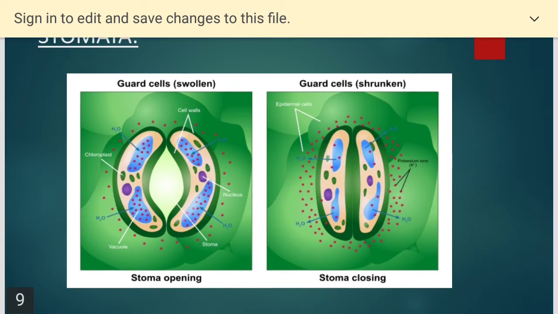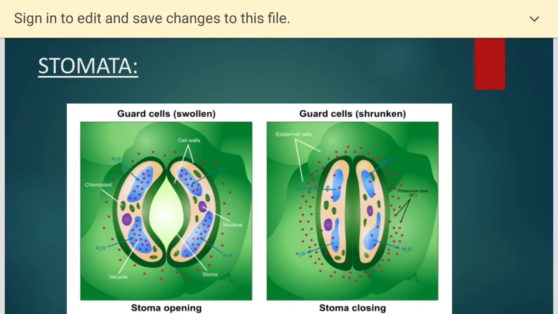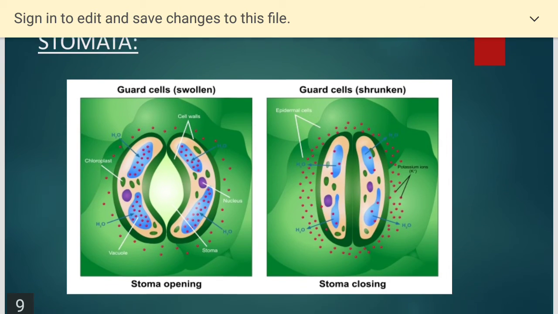One more example of the dermal tissue is the stomata. Epidermal cells are present in the stomata, which help in the opening and the closing of stomata. Stomata open and close for the carbon dioxide gas to get into the plant. So the opening and the closing of the stomata is due to the epidermal cells.